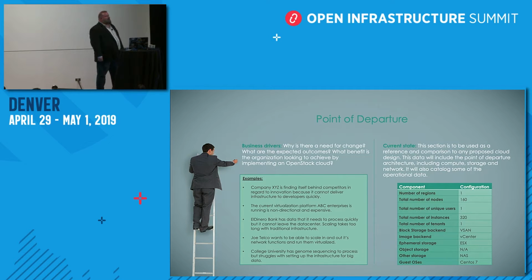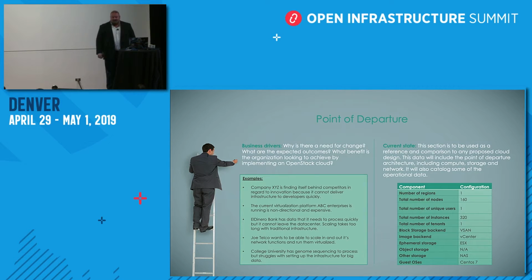So El Dinero Bank is going to move to something where it can have dynamic scaling, right? It doesn't have to worry about it. Its teams can expand its Hadoop clusters and do big data quickly. Joe Telco wants to be able to scale in and out its network functions, right? Again, emergencies happen, things go on, unlimited plans get launched. You need to scale in and out. Can't do that with traditional infrastructure, dynamically anyway.